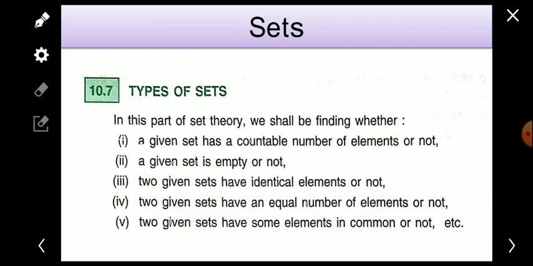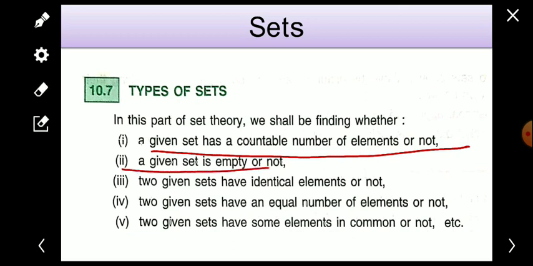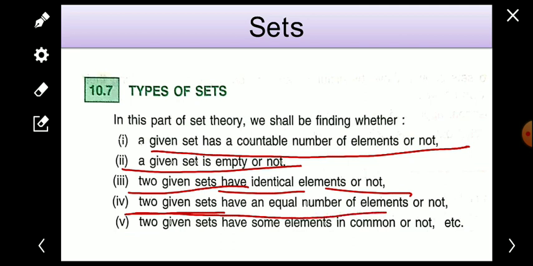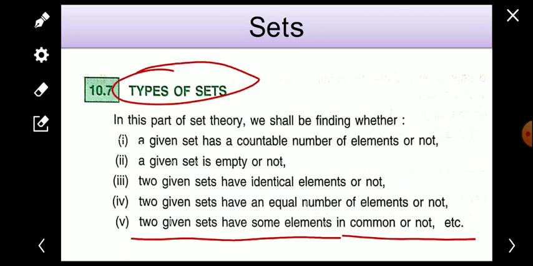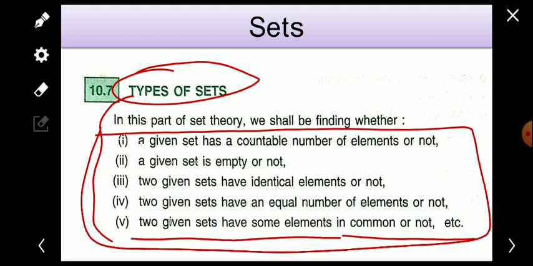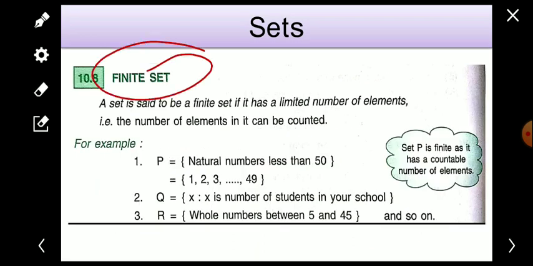Now we'll talk about the types of sets. There are various types of sets. In this part of set theory we shall be finding whether a set has a countable number of elements or not, whether a given set is empty or not, whether two given sets have identical elements or not, have an equal number of elements or not, and have some elements in common or not. In the topic types of sets we will be finding these things.